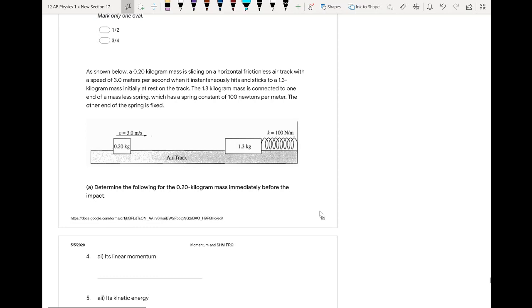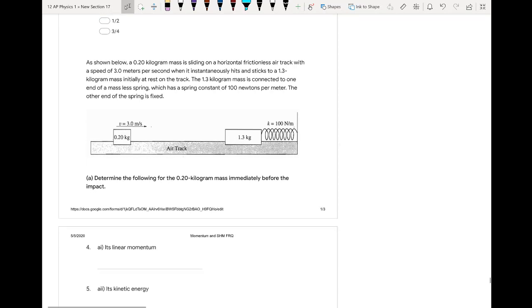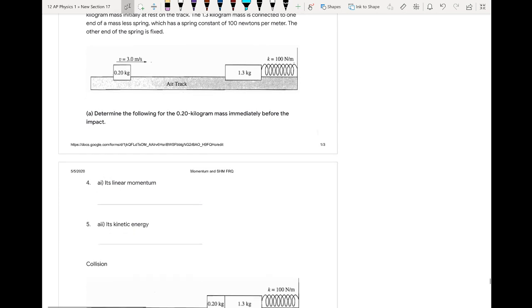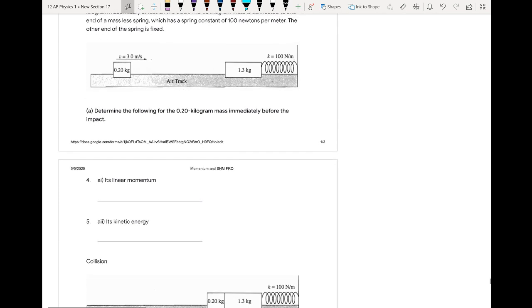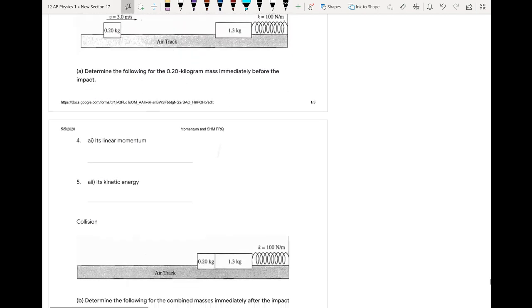The 1.3 kilogram mass is connected to one end of a massless spring, which has a spring constant of 100 newtons per meter. The other end of the spring is fixed. So we want to determine the following for the 0.2 kilogram mass immediately before the impact. We want to know its momentum and its kinetic energy. And that's not too bad. This is kind of just us plugging and chugging.